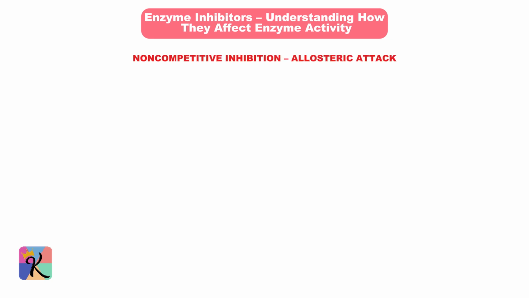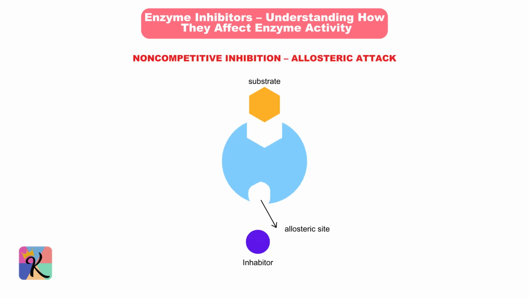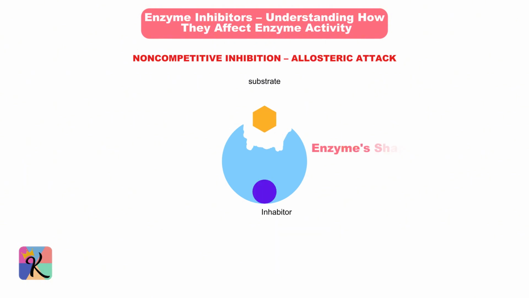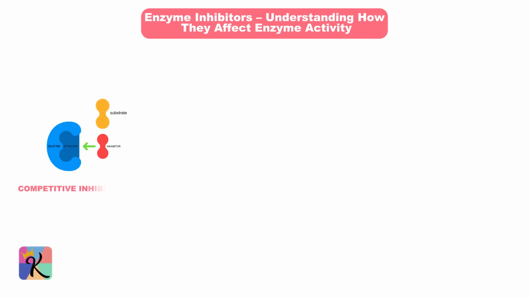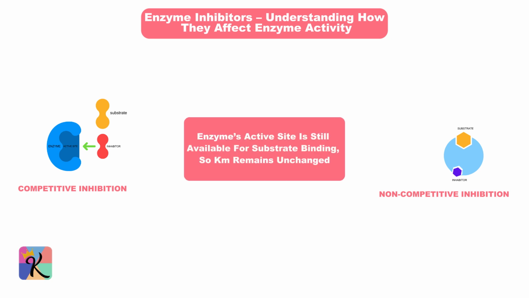Next, we have non-competitive inhibition, where the inhibitor binds to an allosteric site instead of the active site. This binding changes the enzyme shape, reducing its catalytic activity. Unlike competitive inhibition, non-competitive inhibition cannot be overcome by adding more substrate. The enzyme's active site is still available for substrate binding, so Km may remain unchanged. However, the enzyme's ability to catalyze the reaction is reduced, causing a decrease in Vmax.